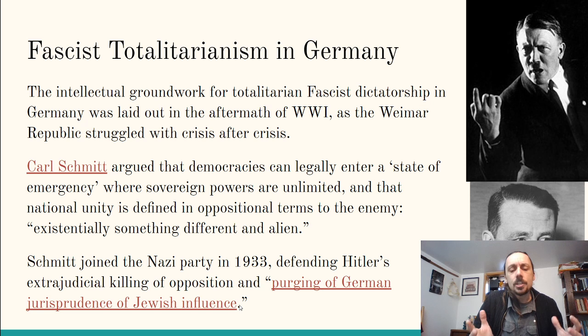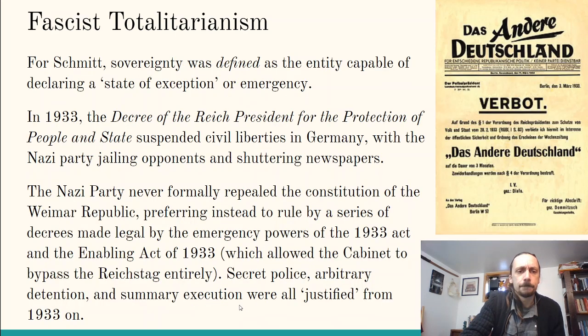And the idea of the nation, who is the state, who enters into this state of emergency, well, you can define the nation state in oppositional terms to an enemy that's out there. You only have an us because there's a them. What he calls something existentially, something different, something alien to the state, creates a sense of unity, sustains the emergency, and explains why we can have unlimited state power. In fact, for fascist theorists, sovereignty is just kind of defined as whoever is the entity capable of declaring the state of emergency.